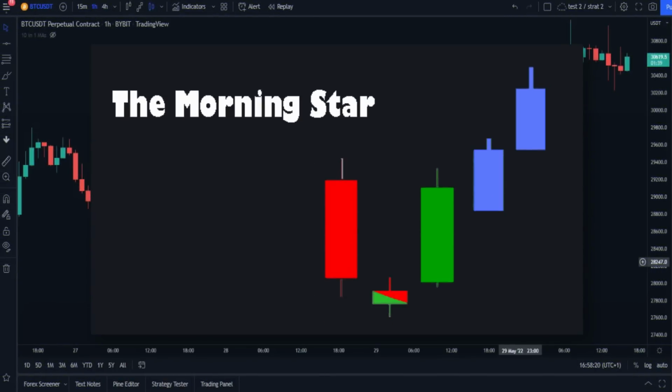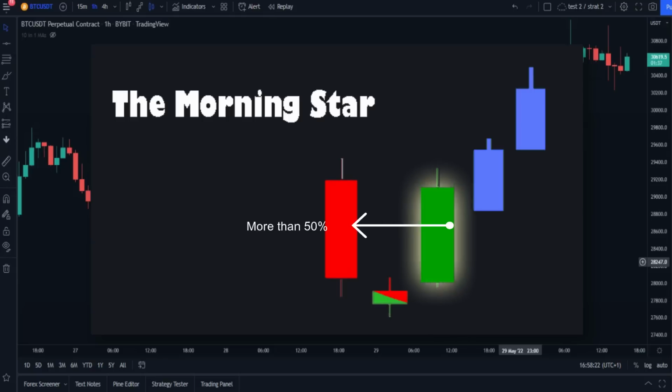Number 5, the morning star. The morning star is a triple bullish candlestick pattern that indicates a bullish reversal. As it is formed at the end of a downtrend, it gives a warning sign that the downtrend is going to reverse at any moment. It consists of 3 candles. The first is a bearish candle, the second one can be either bullish or bearish, with a small body, and the third candlestick is a bullish candle.